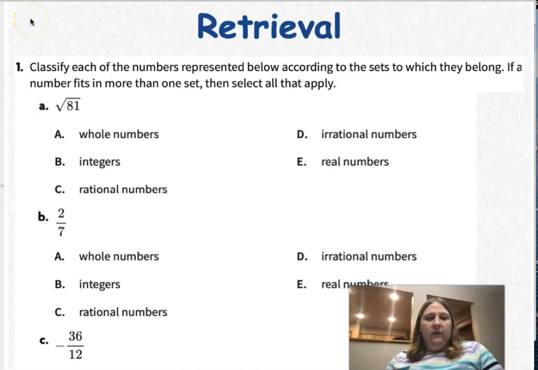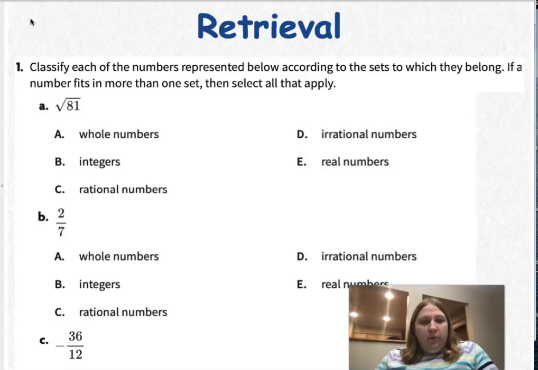Alright guys, so this is the 3.5 retrieval, pages 73 and 74. So first up here, this is the part that will go with your ready. We're looking just at classifying numbers. So first thing we want to look at is if we can simplify what we're given at all.